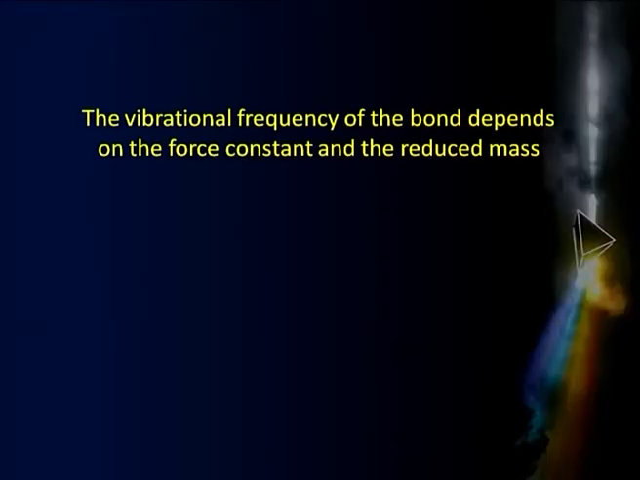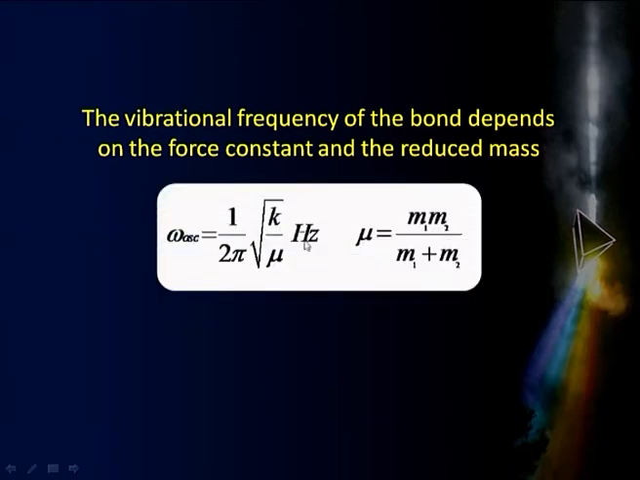When a molecule is vibrating, the vibrational frequency of the bond will depend on two things, the force constant and the reduced mass. And the expression is very simple: omega oscillation is equal to 1 by 2 pi square root of k by mu hertz, where mu is the reduced mass. I am sure that you all know what reduced mass is. It is a simple expression.